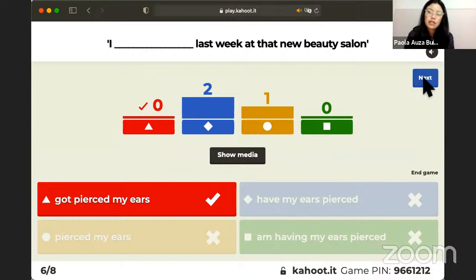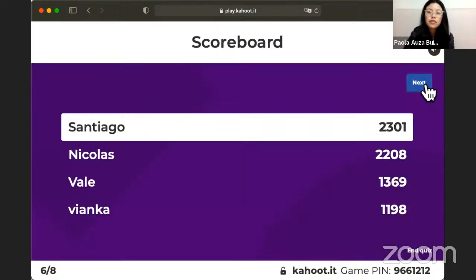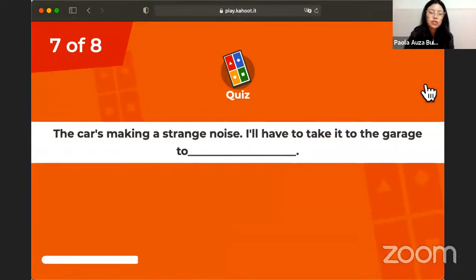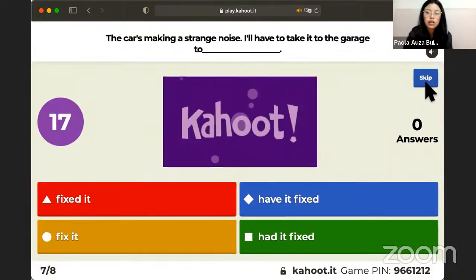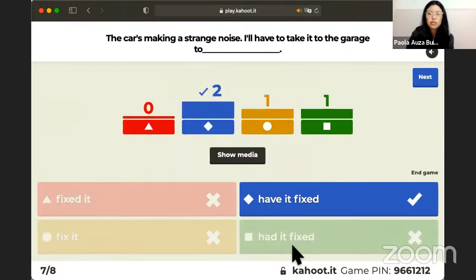Yes. I got my ears pierced last week. Get or have. It could be the other way around. Last two. My car's making a strange noise. I'll have it take it to the garage to fix it, have it fixed, fix it, had it fixed. Pay attention to the tense. Have it fixed. It's present tense, so present. I have it fixed. To have it fixed.